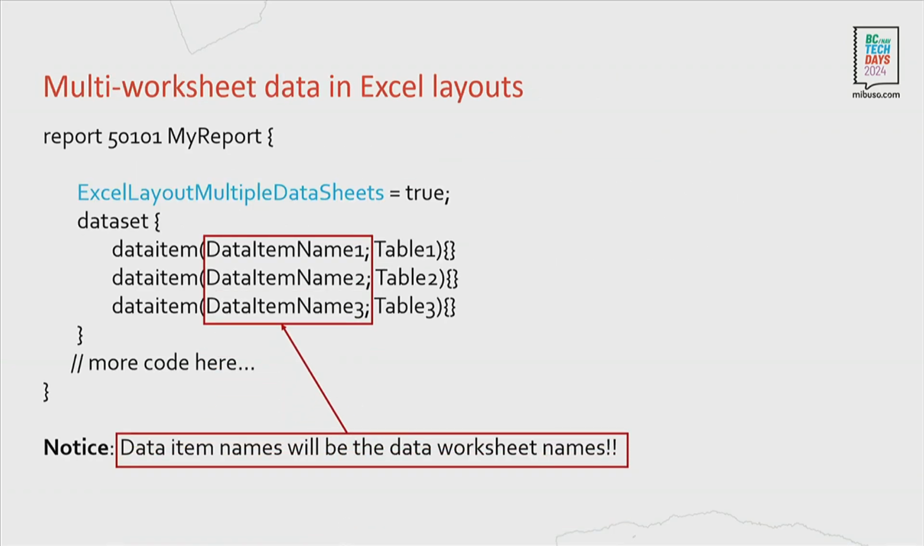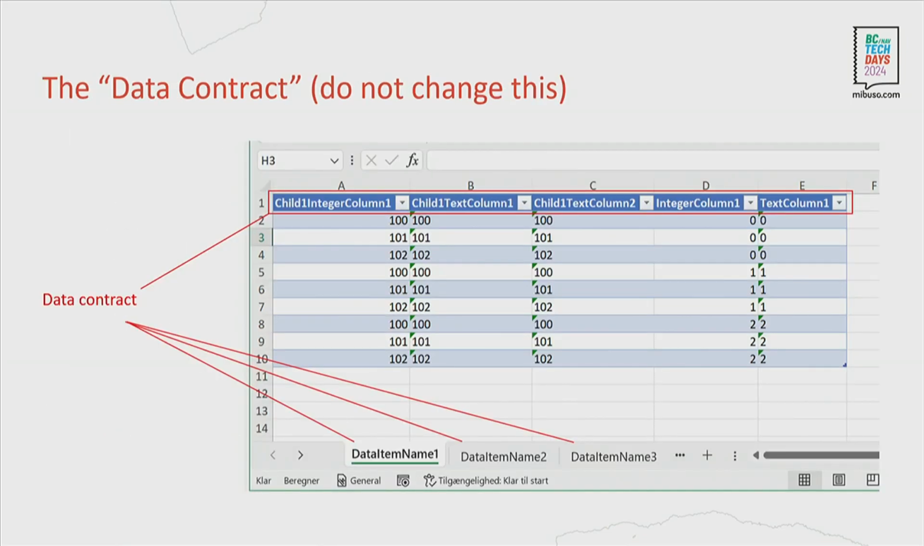When you have this multi-worksheet, then we have the definition that the name of this root data item, the first one in the list, will also be the worksheet name in the Excel workbook, like you see here, where we have the data contract between the dataset definition and the Excel workbook for the sheets that we will fill out with data. So we have the sheet names, they are the same as the data item names, and we have the column names that map to the columns in the report definitions. You cannot change them because that will break the contract.